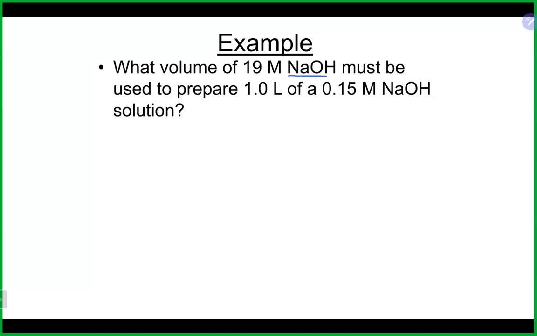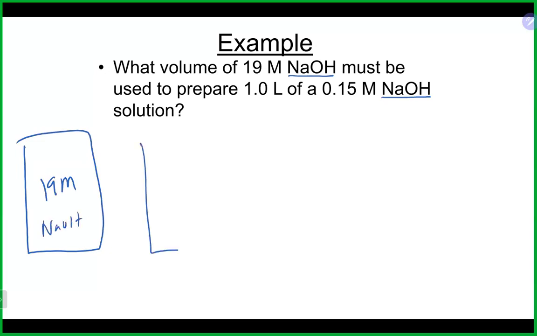So in this case, it's sodium hydroxide to sodium hydroxide, so we're not doing any type of reaction. Here we're just doing dilution. Our molarity or concentration gets smaller as we go there. So basically what we've got going on here is we have a bottle sitting there of 19 molar sodium hydroxide. We want to make a new container that has a volume of 1 liter or 1,000 milliliters and has a molarity of 0.15 molar.